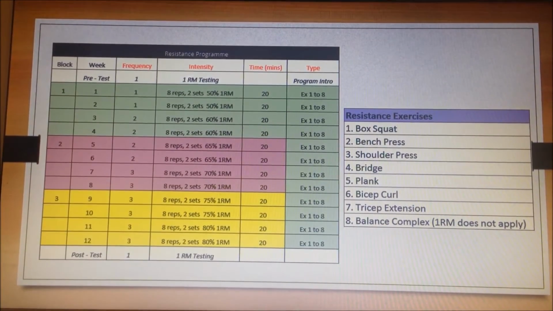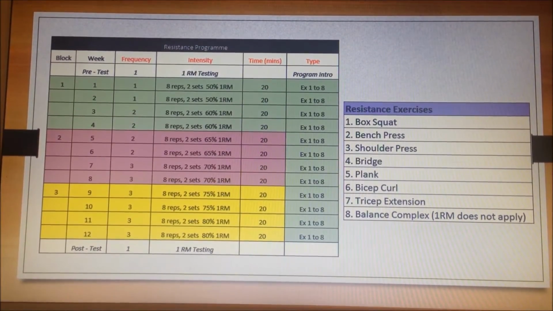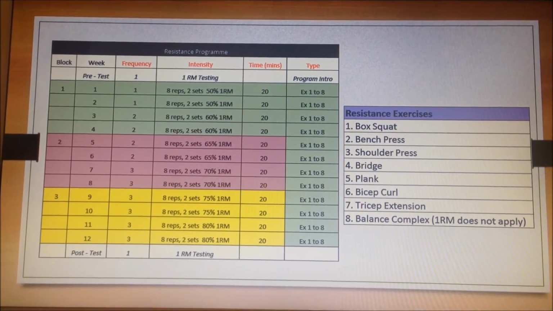We've also got the plank. This is to improve core strength. We've got the bicep curl and tricep extension, again just improving upper body strength.